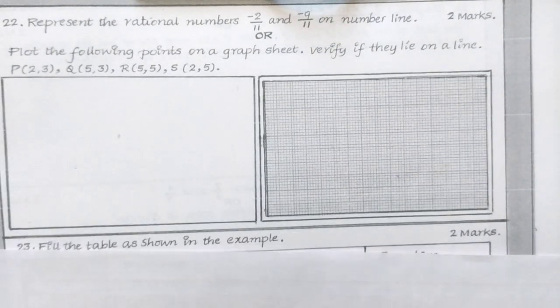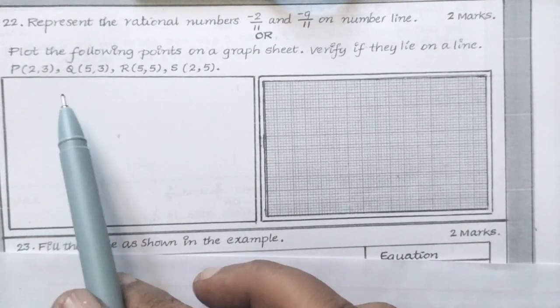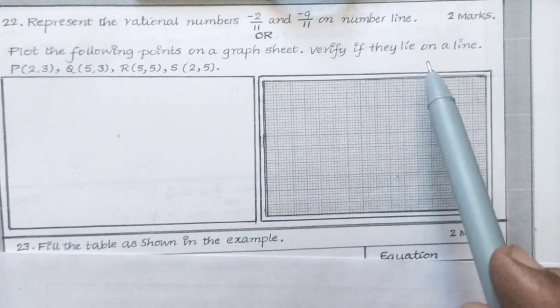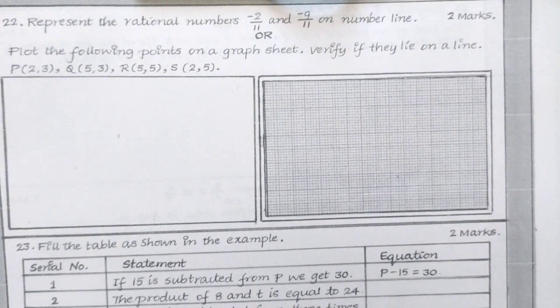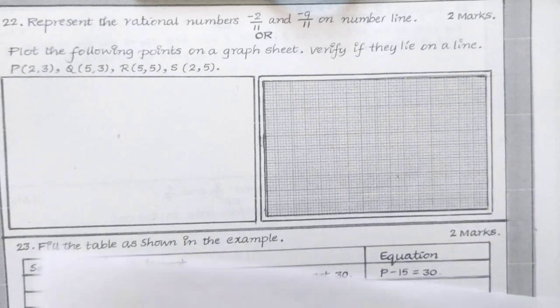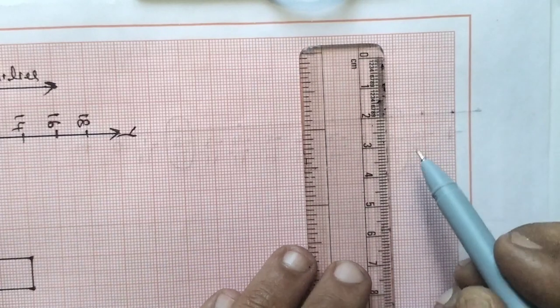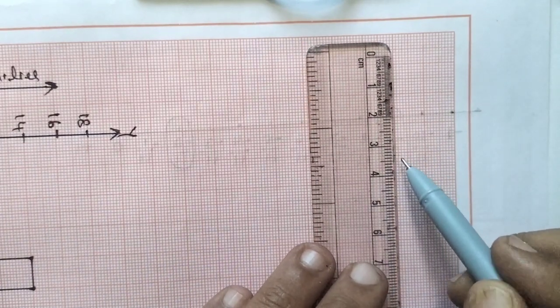Now let us move to another internal choice question in the 22nd question. Plot the following points on a graph sheet. Verify if they lie on a line. So now let us mark this on the graph sheet. Let us draw it. First, let us draw the x-axis.